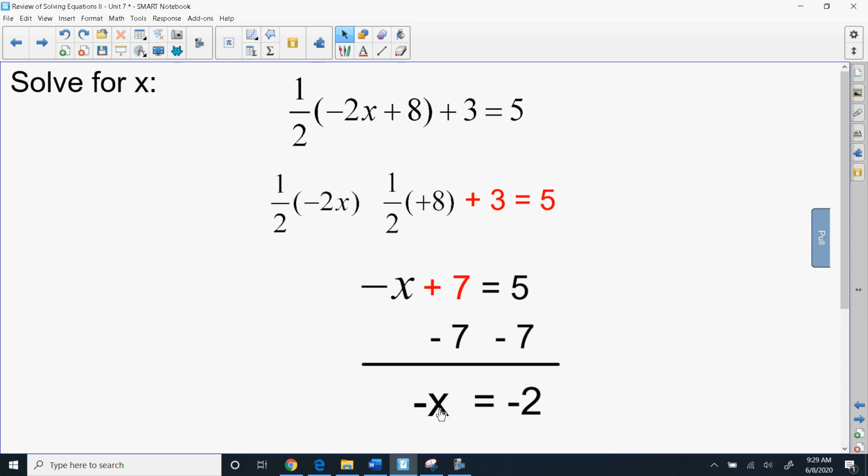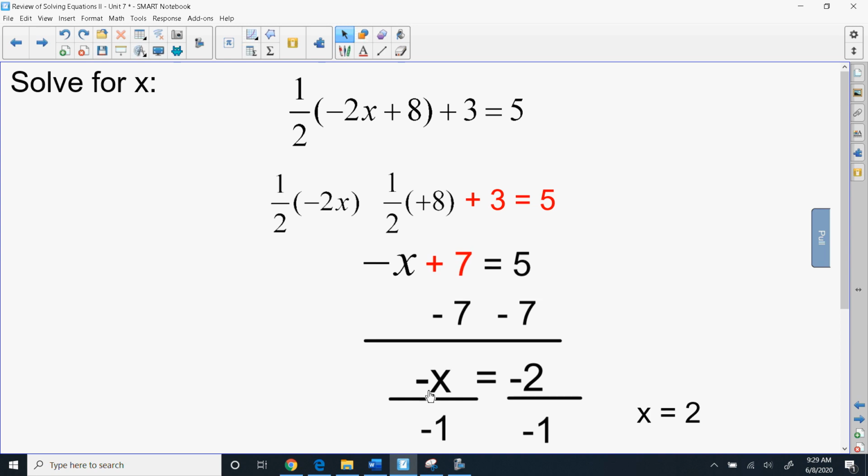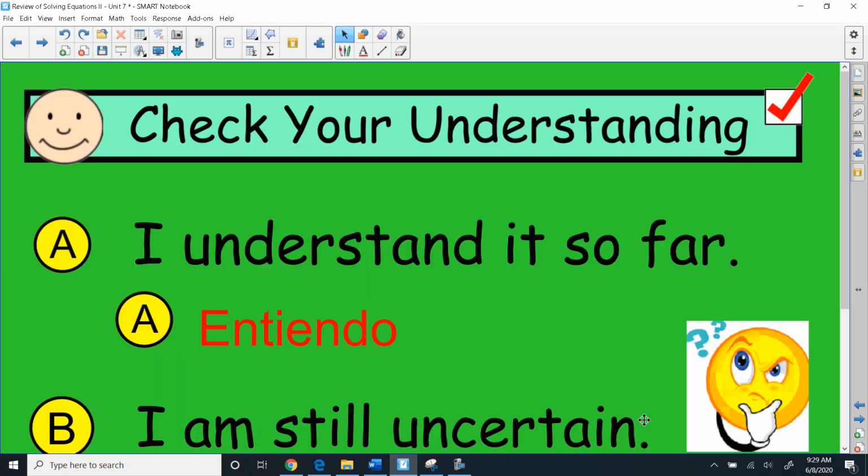And now we have to solve for positive x, because they want positive x, not negative x. So let's just divide by negative 1, or you can multiply by negative 1. So I'm going to divide both sides by negative 1. The negative 1s will cancel out. Negative 2 divided by negative 1, x is equal to 2.